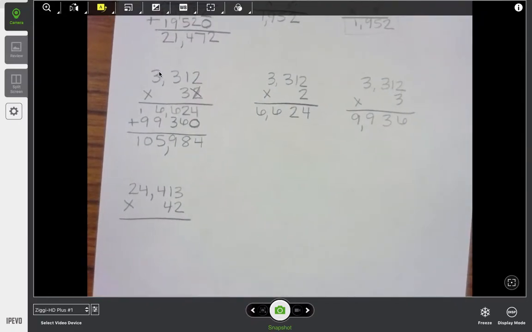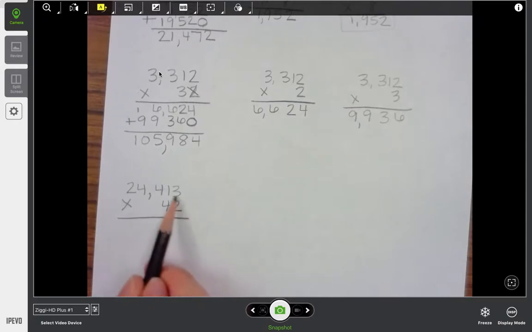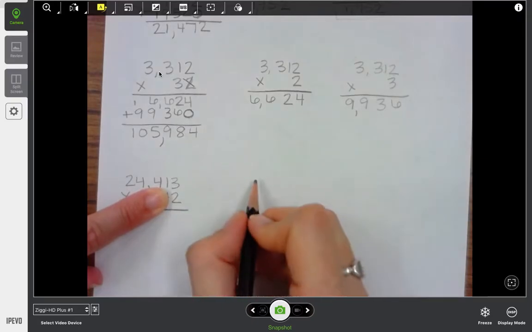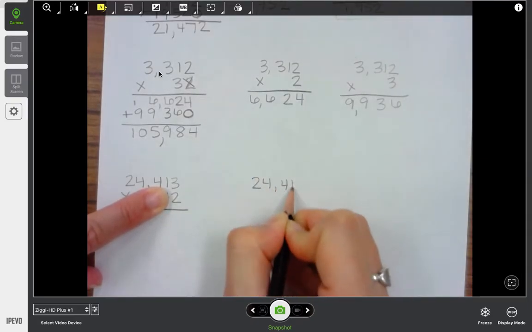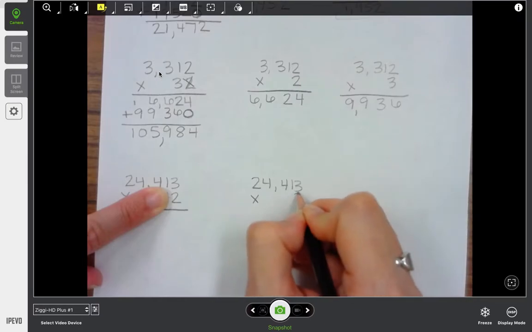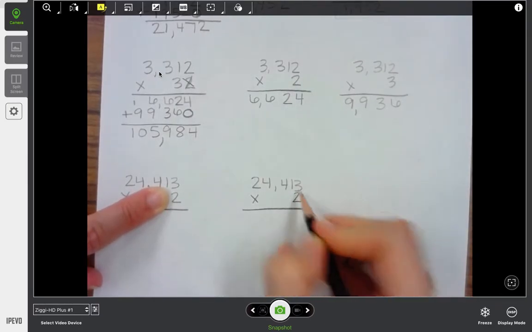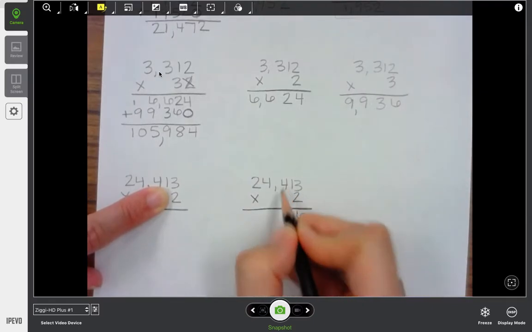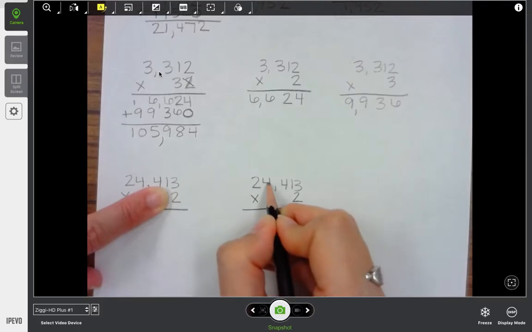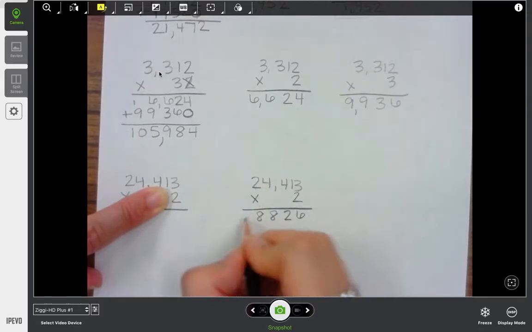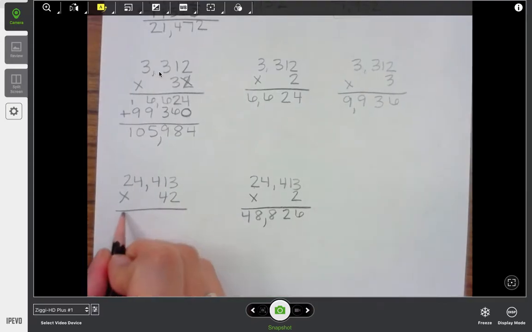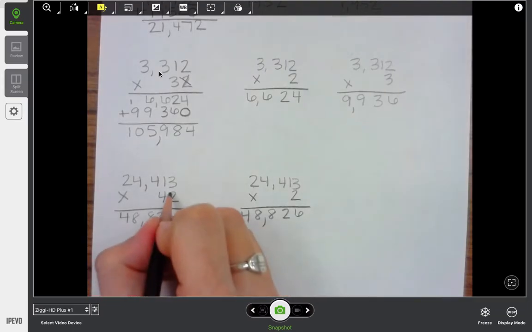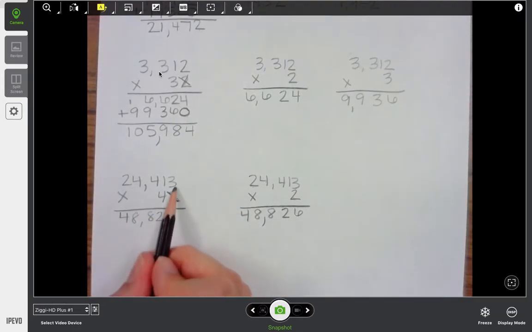I'm going to do this again by breaking this number here up, okay? So I'm going to start with my 2. So I'm going to say 24,413 times 2. 2 times 3 is 6. 2 times 1 is 2. 2 times 4 is 8. 2 times this 4 is 8. And 2 times 2 is 4. So I got 48,826.